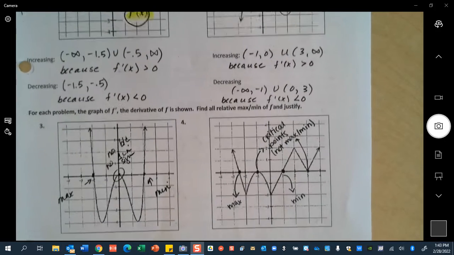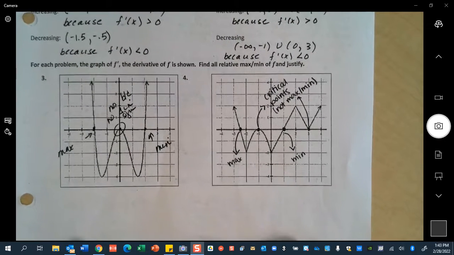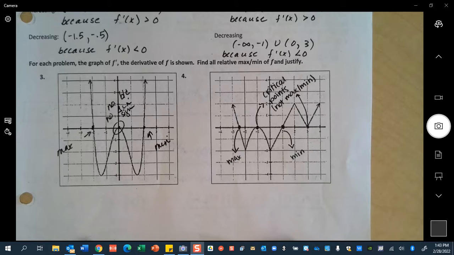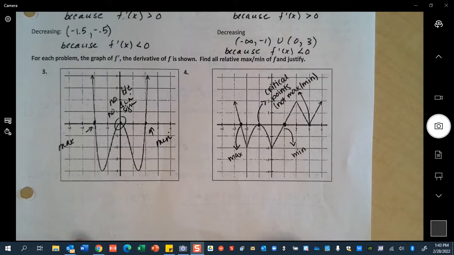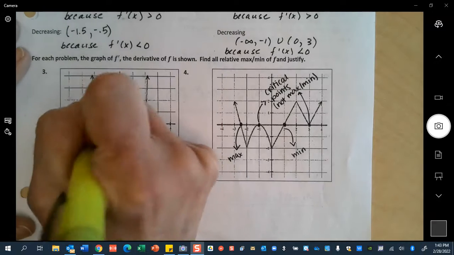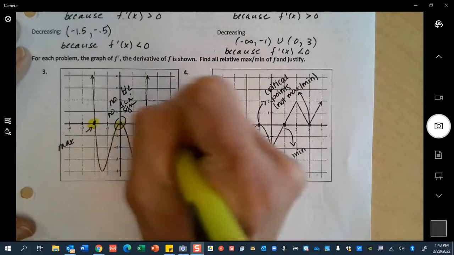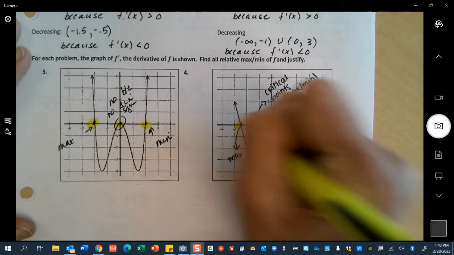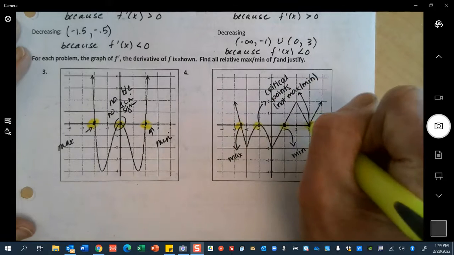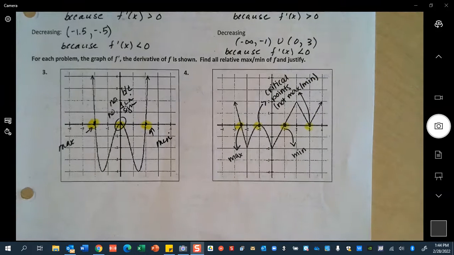All right. For this problem, find all relative min and max and justify. So here's our conversation, and what I want to make sure is that we go through and talk about this. Here, my derivative is 0. At each of these places, my derivative ends up being 0. Anytime that my derivative is 0, I have the potential for a local min or a local max.